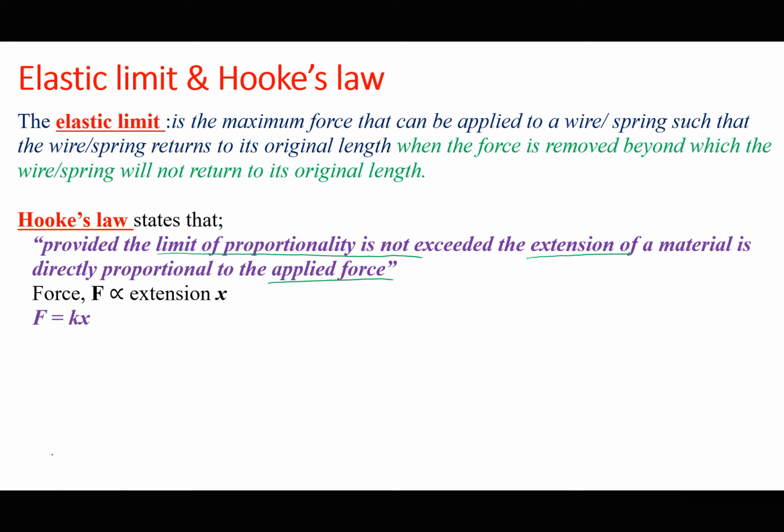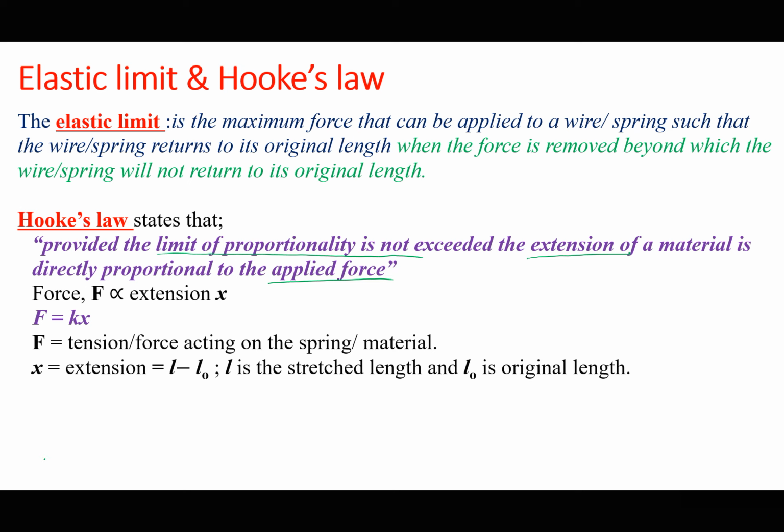So removing the proportionality sign and introducing equal signs, F is going to be equal to Kx. Many times I will say from Hooke's law, F is equal to Kx, where F is going to be the tension, it can be the force acting on the spring, or it can be the deforming load, and so on and so forth. And then x is going to be the extension, which could be the new length of the material minus the original length.